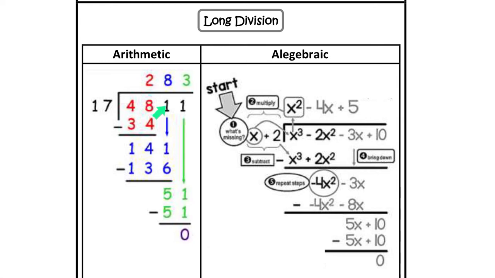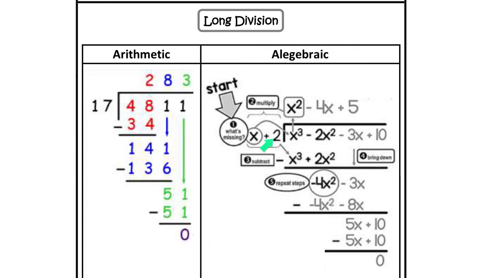Then you would bring this 1 down and then ask yourself, how many times can 17 go into 141? You would say, well, 17 can go in 8 times. 8 times 17 is 136. Then you would subtract these two, and that would give you 5. Then you bring down this last one, and then you would ask yourself, okay, how many times can 17 go into 51? You'd say, 3 times. 3 times 17 is 51. You subtract and you get 0.